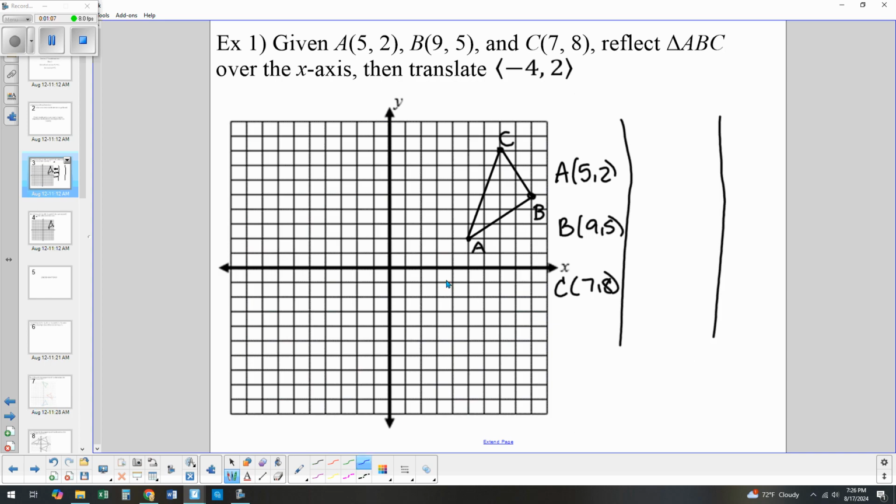So the first transformation is reflection over the x-axis. The rule for that is (x, -y). So for these points, I'm going to keep the x and change the sign of the y. So those are my primes. Let's graph them: 5, -2, 9, -5, and 7, -8.